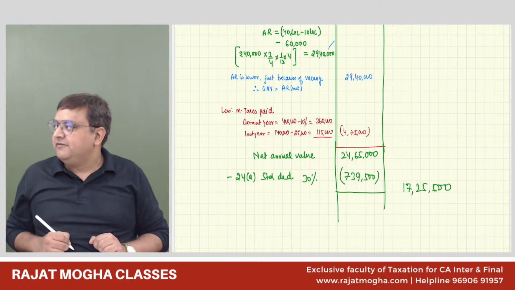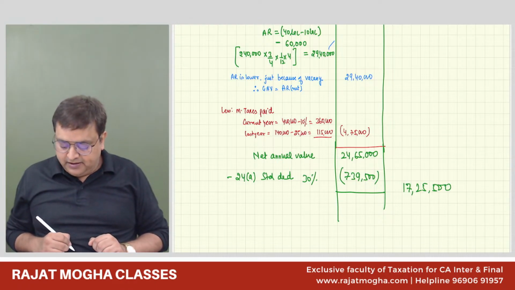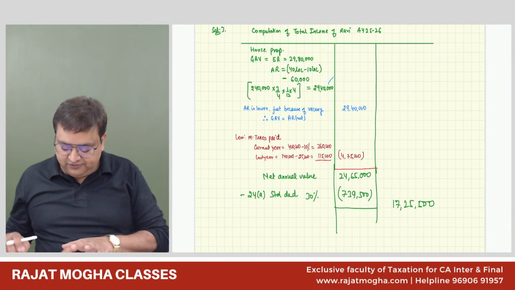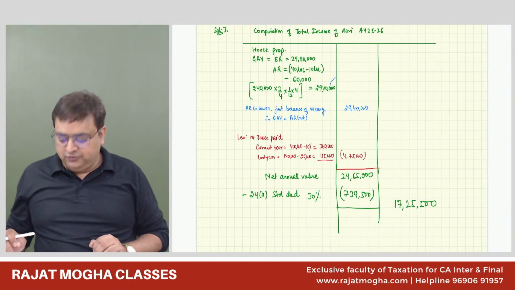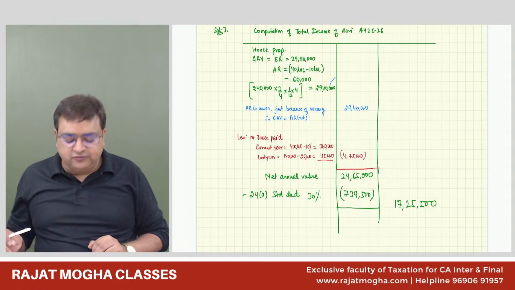Are you all okay with this? 17,25,500. This is my house property income. 24B is not there. So 17,25,500 is my house property income.